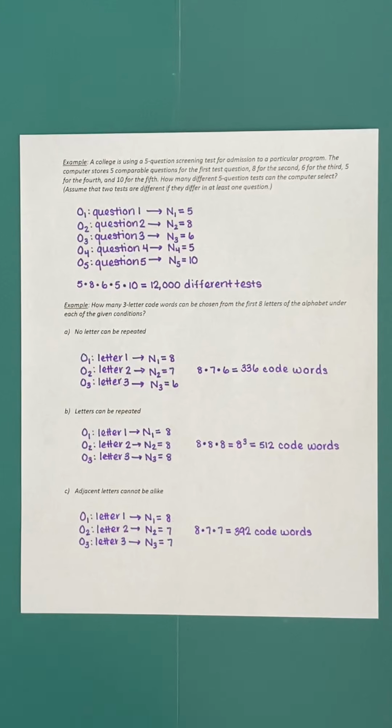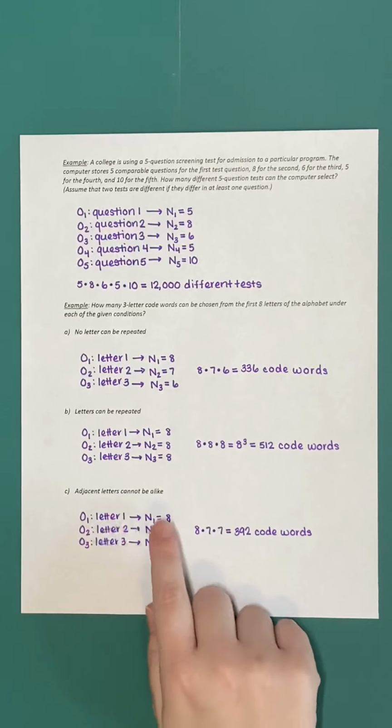Okay, let's look at one final one. Adjacent letters cannot be alike. So we can have some repeats, but we can't have an A and an A back to back. We could have maybe an ABA, but we can't have an AAB or an ABB, something like that. We can't use the same letter back to back. Okay, so our operations again have not changed. We're still choosing letters, but how many ways can we do each operation?